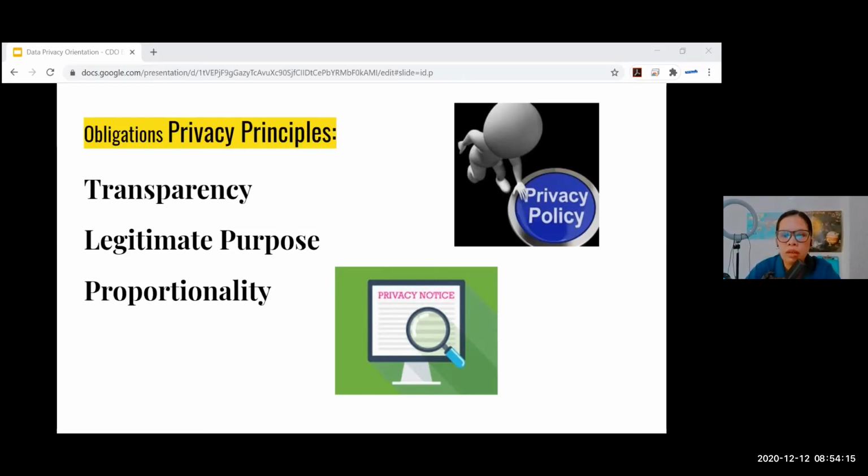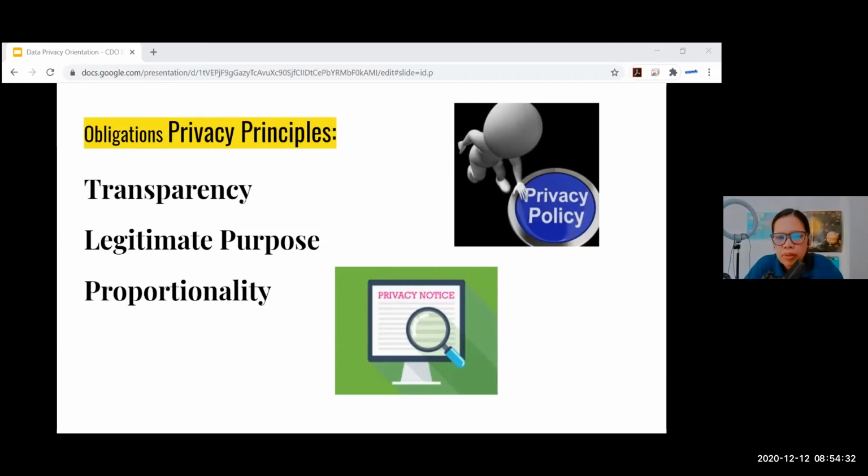Usually we do this through a privacy notice. We inform them through that. We have to be transparent. It's available on the website, or if it's in a form, you can see it in a paper form, online form, whatever that is. Okay, the next is, of course, legitimate purpose.